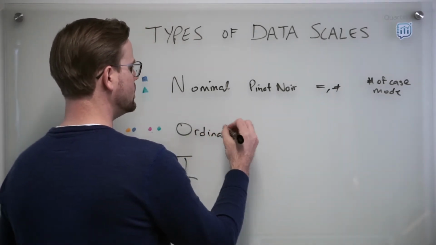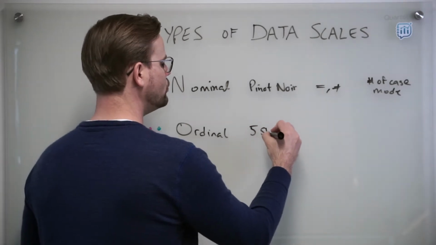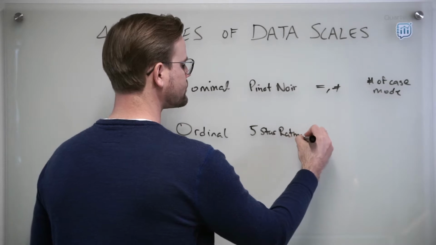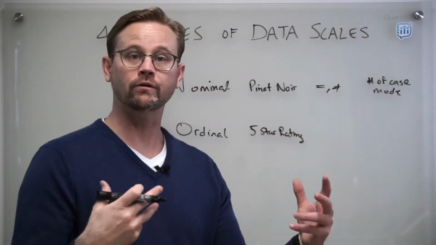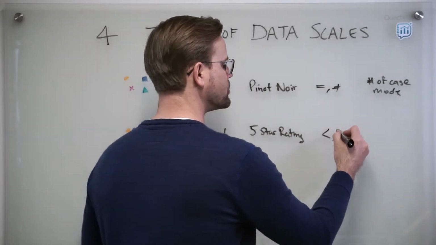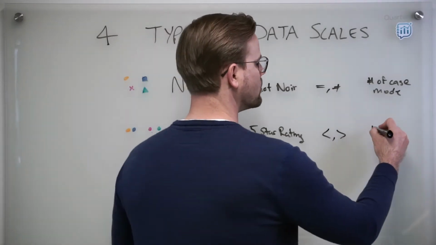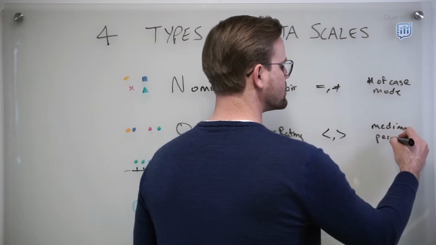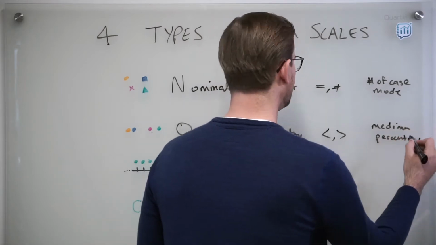data scales. So this might be like the rating. Maybe you rate a bottle 5-star, I rate it a 4-star. We have the notion of greater than or less than, and the order is always preserved. And now I can also compute median, and I can compute percentiles, which is useful.